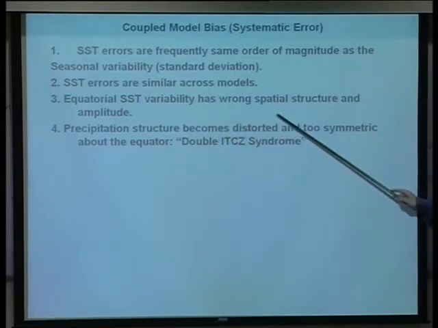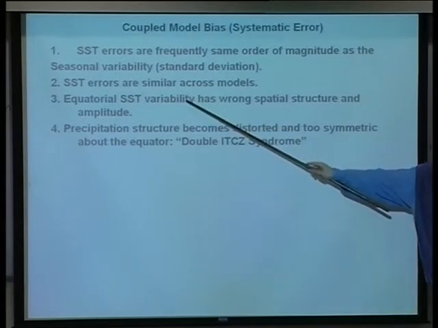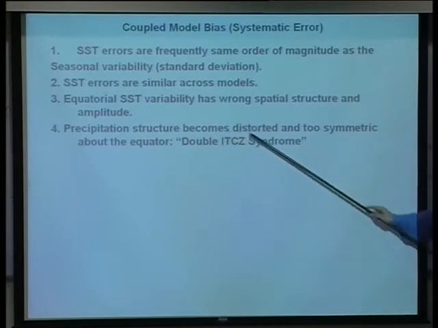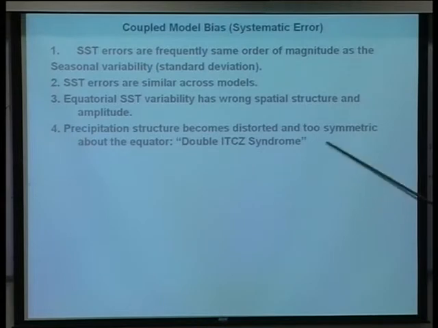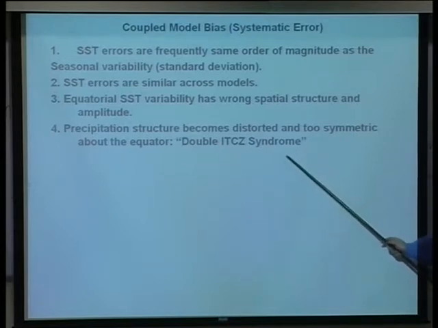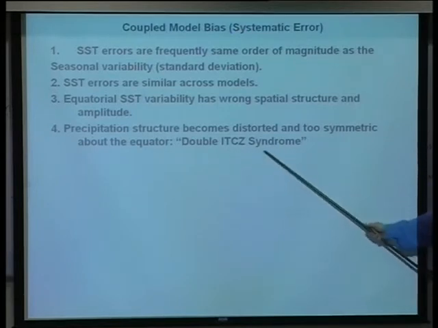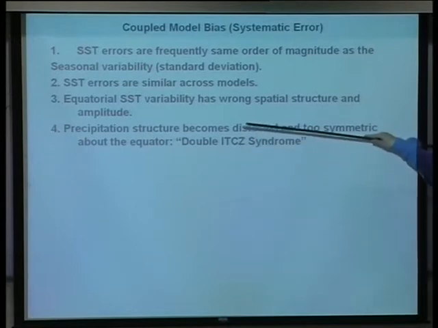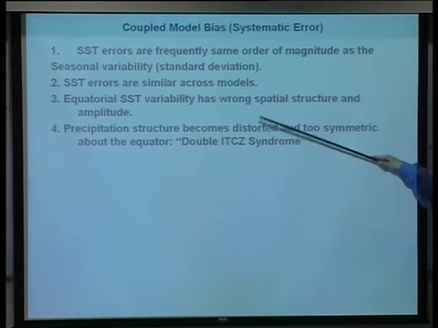The equatorial SST variability has a wrong spatial structure and amplitude, and that's important, and I'll just show the Pacific because that is the El Nino variability. And then the precipitation structure becomes distorted and too symmetric about the equator, so this will have bad effects not only on how ENSO evolves, but also on the global response, because it's that convective anomaly that's forcing the upper troposphere angular momentum field. This is called the double ITCZ syndrome, and this is in all models. Some people have less of it. Some people have a much worse phenomenon, where the ITCZ, which should only sit in the northern hemisphere, will actually flop back and forth across the equator.